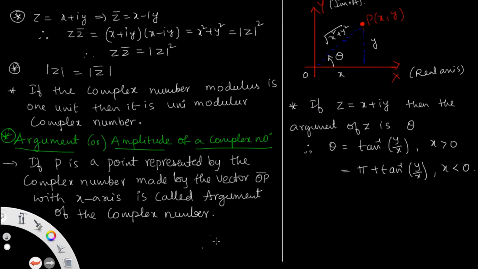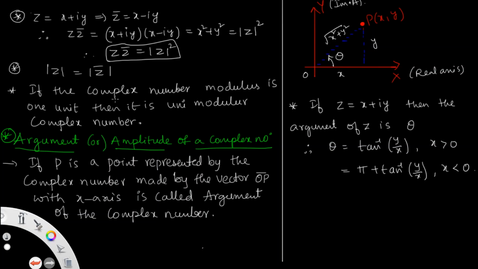Now z equals x plus iy and z bar equals x minus iy. In terms of the modulus of z whole square, z into z bar is x plus iy into x minus iy, that is x square plus y square. X square plus y square is nothing but mod z whole square. Therefore z into z bar equals mod z whole square. This is the basic formula, very useful for us in solving problems. Mod z equals mod z bar also; both have the same modulus.